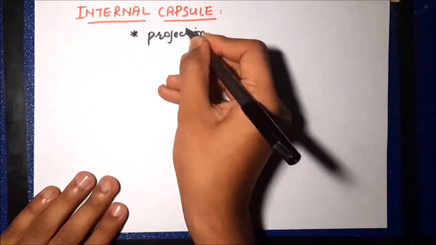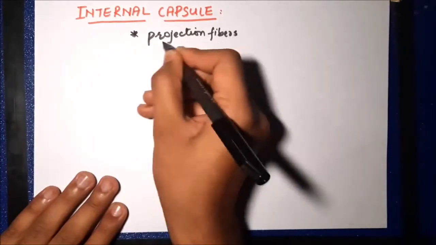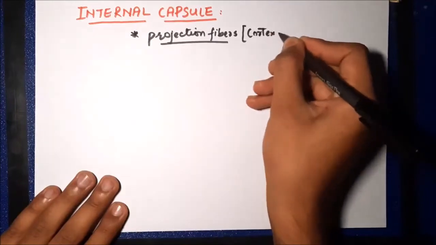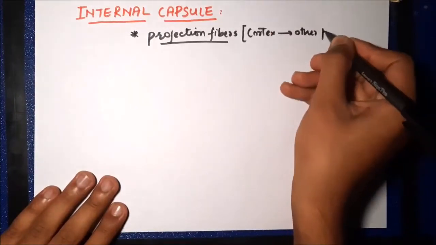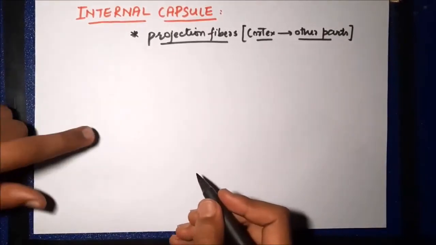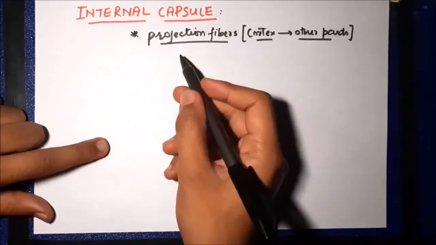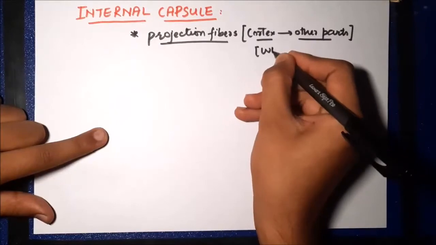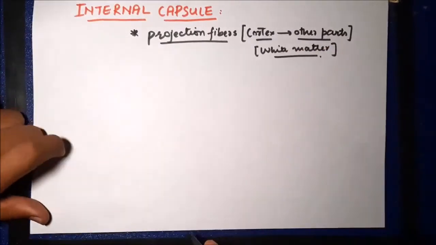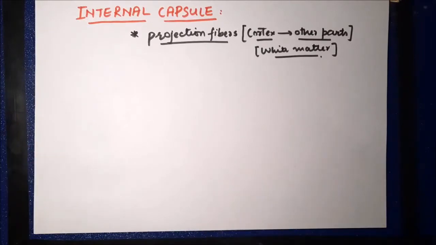So internal capsule is one of the best examples of projection fibers. So what are projection fibers? Projection fibers are those fibers which project from the cerebral cortex to lower parts of central nervous system. So the best example of these projection fibers is internal capsule. It is a part of white matter of the brain.